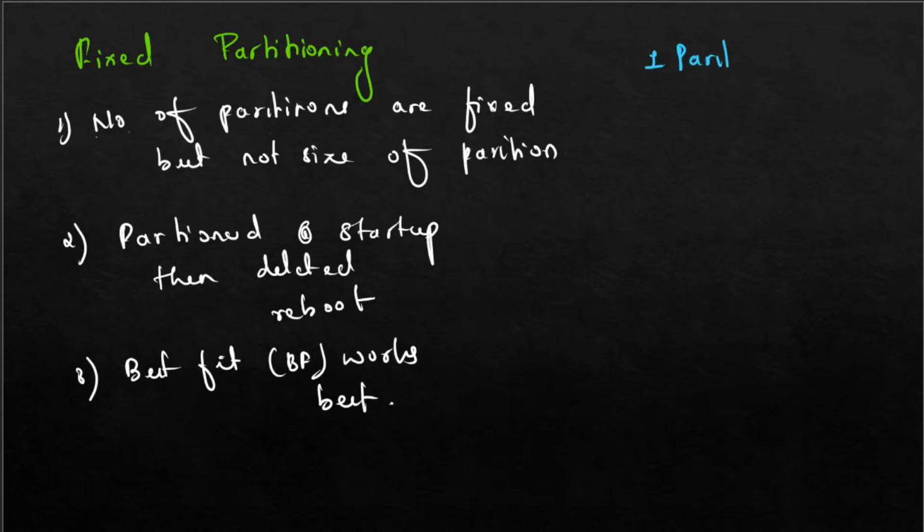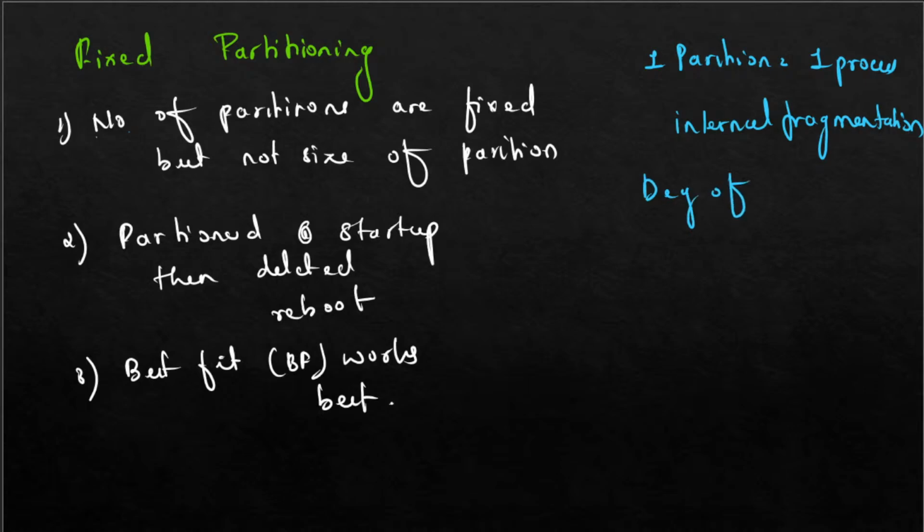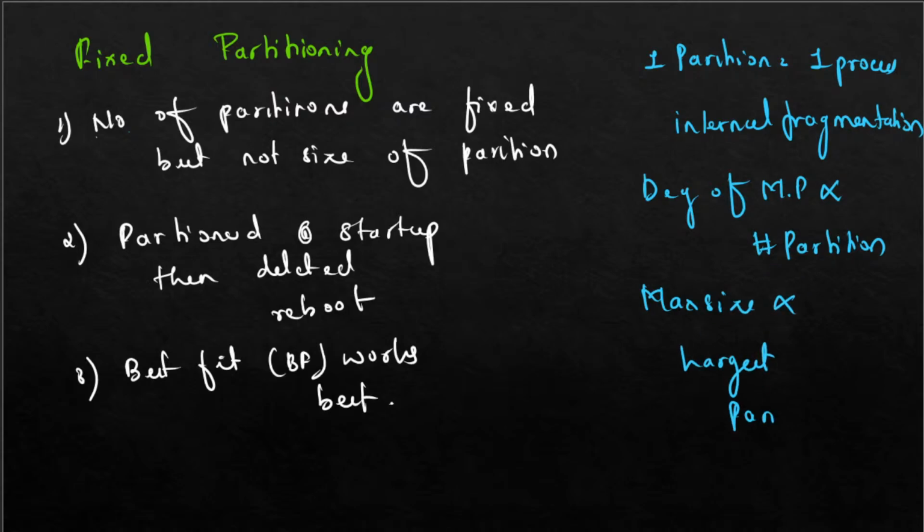After that, first partition is for the first process. Second is internal fragmentation. Then degree of multiprogramming is directly proportional to the number of partitions. Max size is directly proportional to the largest partition. Okay, so note this everyone.